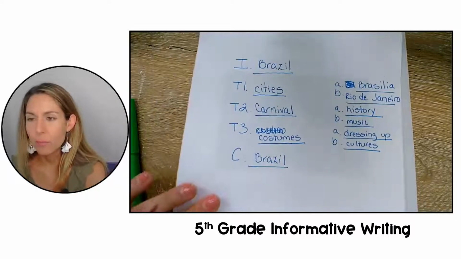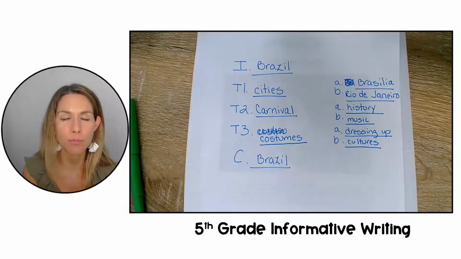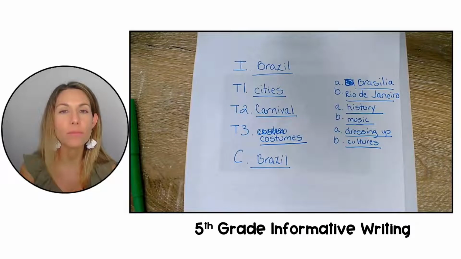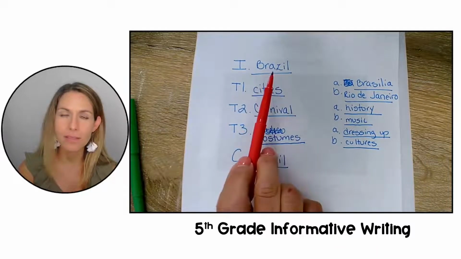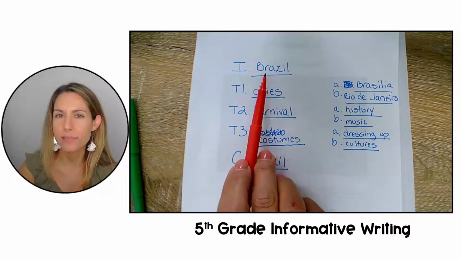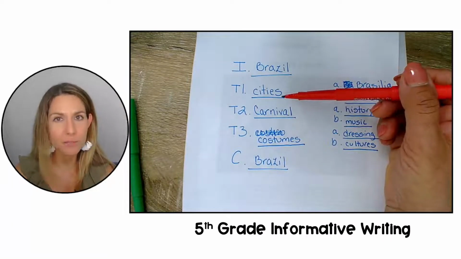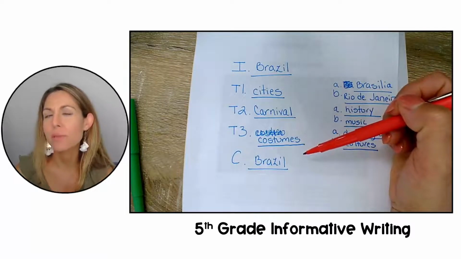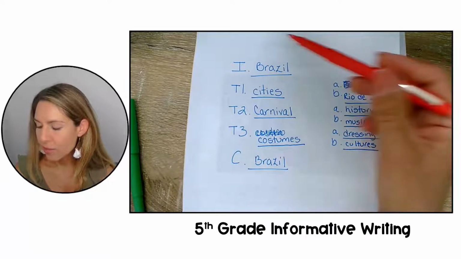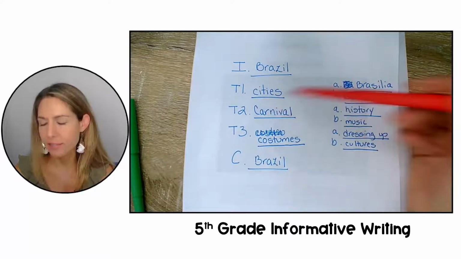Here is the plan we previously completed for the Brazil prompt. The prompt said, write to inform your reader about Brazil. Okay, so we said Brazil is our controlling idea. That's what the whole essay is going to be focused on. We are going to write about the cities of Brazil, Carnival, and the costumes people in Brazil wear. So these are the main types of information that are going to be in our essay.